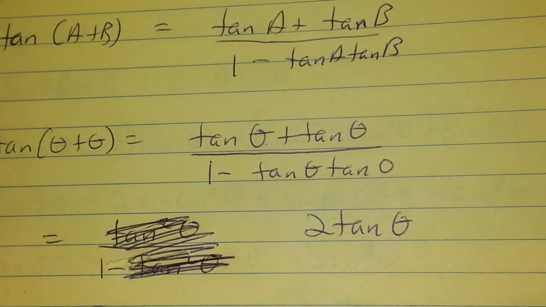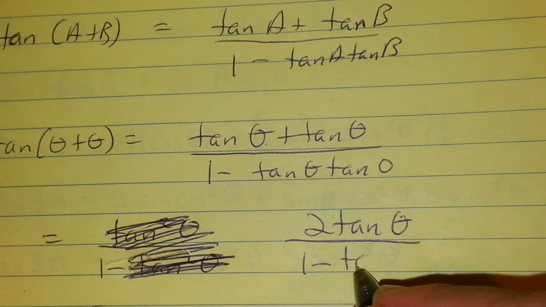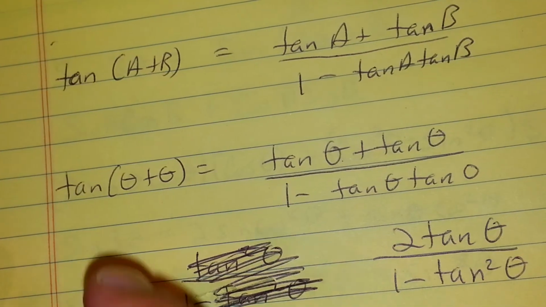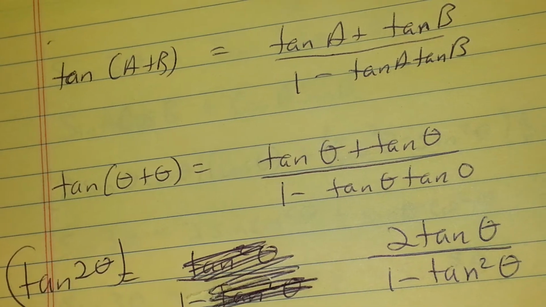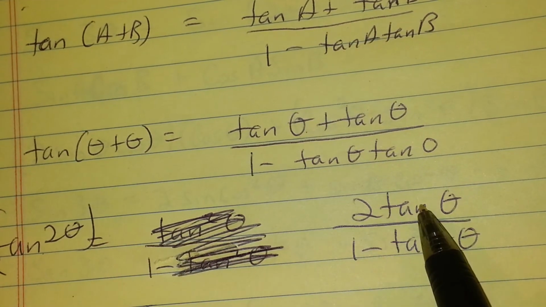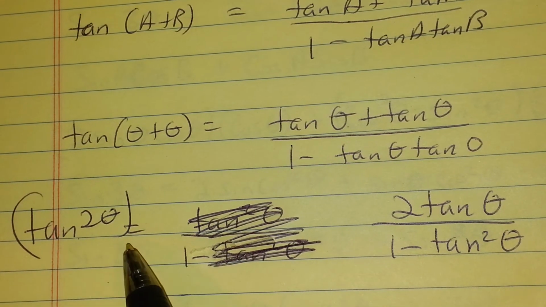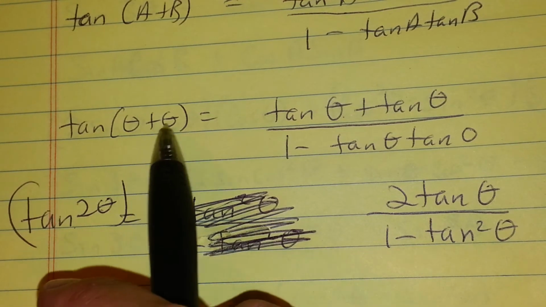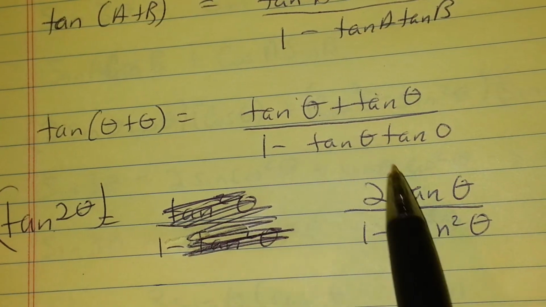Up top. And what do I have below? 1 minus tangent squared theta. So this right here is tangent of 2 theta. So tan 2 theta equals 2 tan theta over 1 minus tan squared theta. Sorry about the confusion there. I'm very tired.